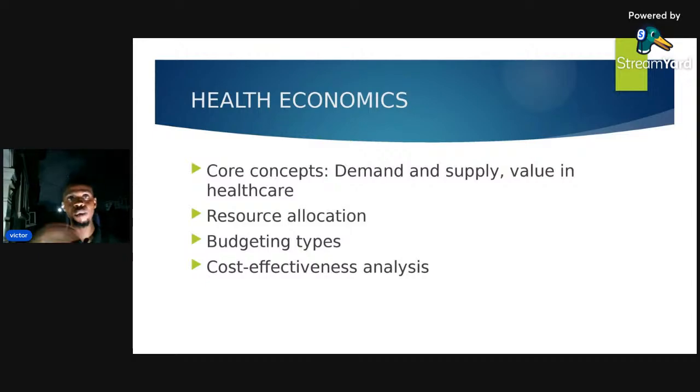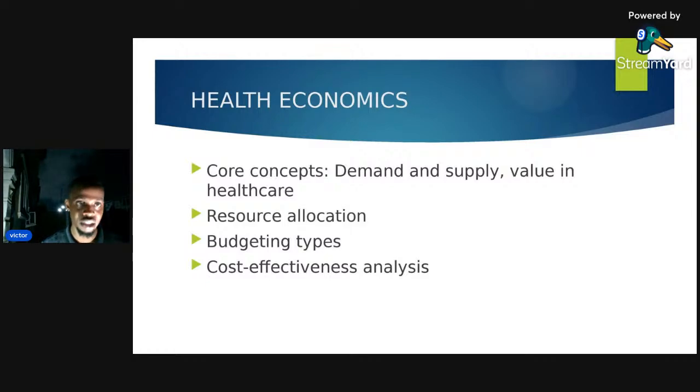Then when you talk about budget, every organization does budgeting. Even you as a student, you budget based on the allowance that you receive. How much am I going to spend this month, how much am I receiving? That is your budget. So budgeting is what keeps an organization afloat. There are different types of budgeting. We have capital budgeting and we have operational budgeting in healthcare.